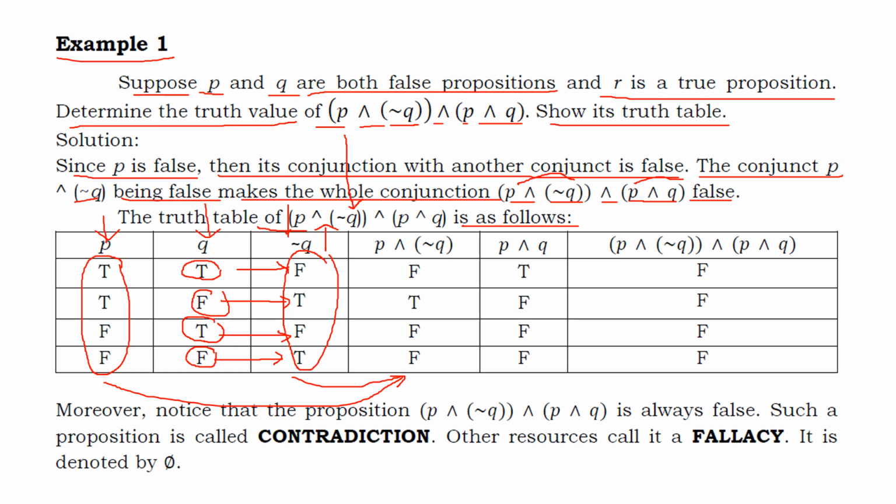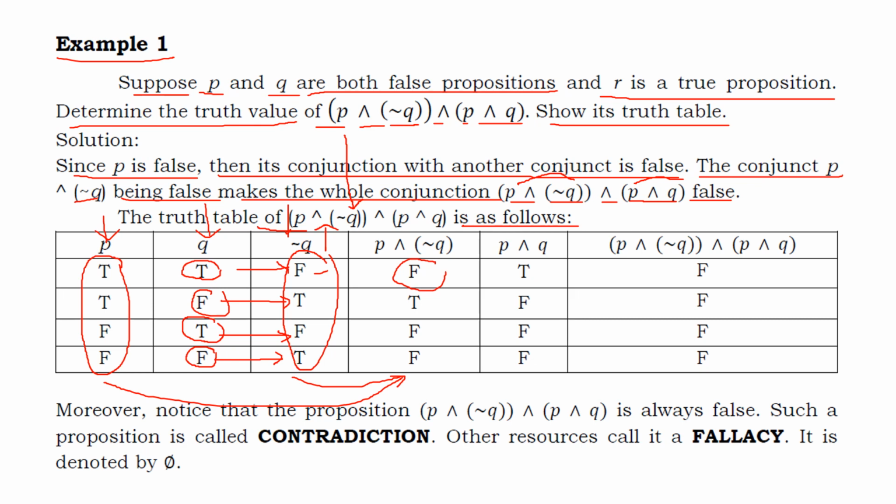So apply your conjunction. If one of your propositions is false, then our resulting value, since your P proposition is true, then your negation proposition Q here is false. So one of your propositions involved in this column number 4 is false, and automatically your resulting proposition is a false statement. That's why it is false.